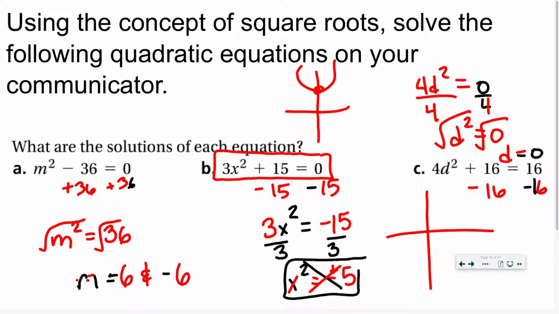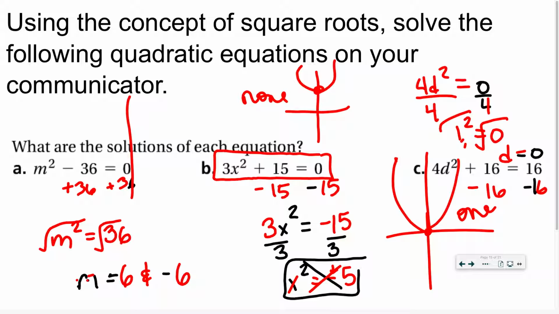That would look something like, it would be up here, where x is 0. That would be what our graph would look like. This would be 1, this would be none, and then this one would have been 6 and negative 6. There would have been 2.